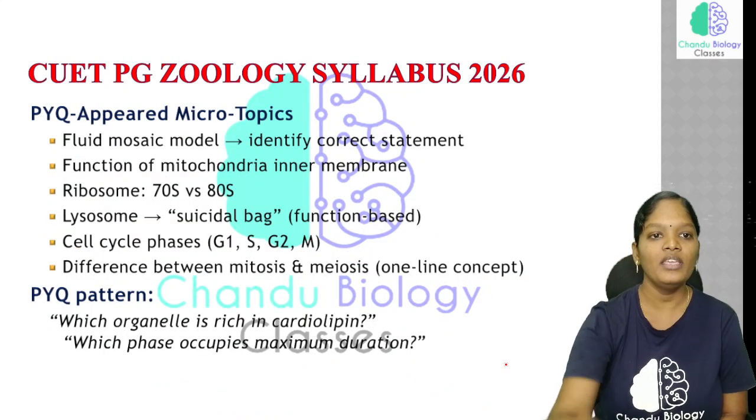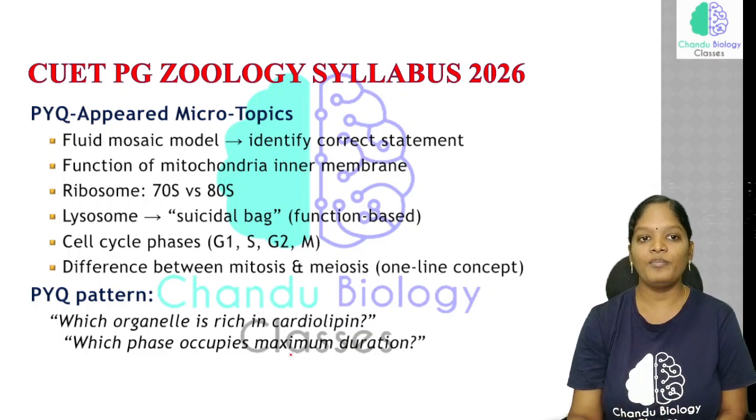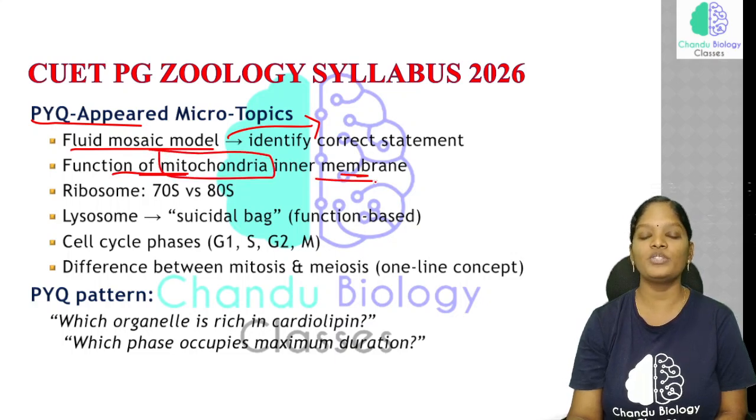Okay, so based on the cell biology chapter, you should know in which topics the questions are frequent. In the previous year questions, questions have arisen from the fluid mosaic model. They have given four statements and you have to identify the correct statement. So the questions are frequent from the fluid mosaic model, which is nothing but the model with respect to the plasma membrane. And the second one will be the functions of the mitochondrial inner membrane. For the cellular organelle mitochondria, the questions are very frequent.